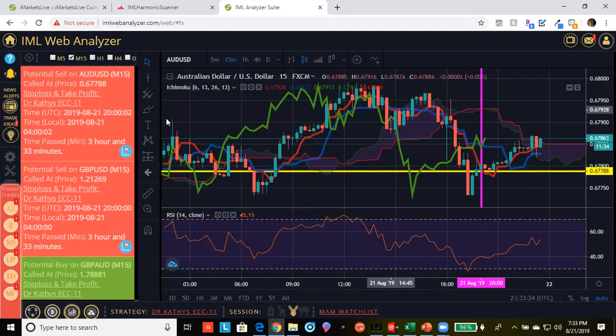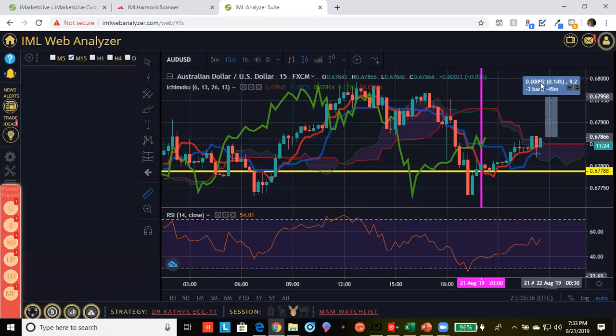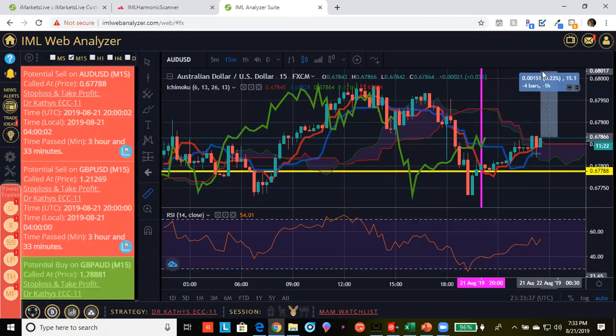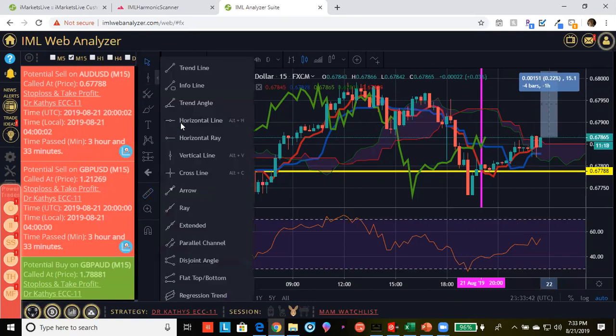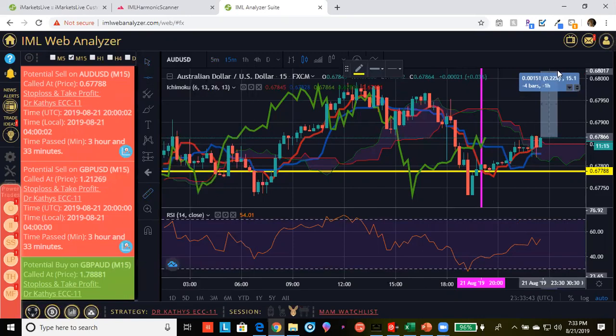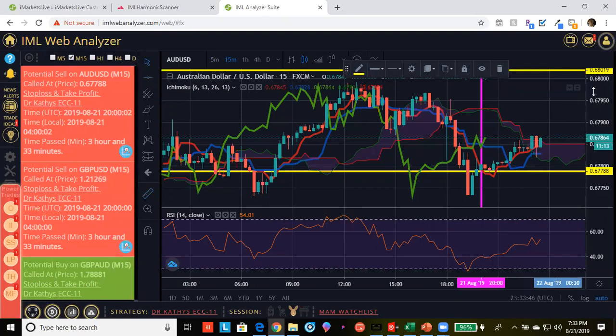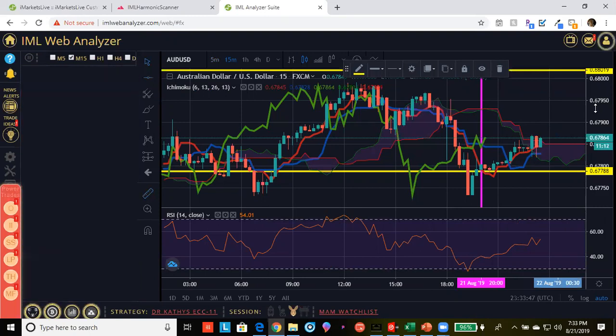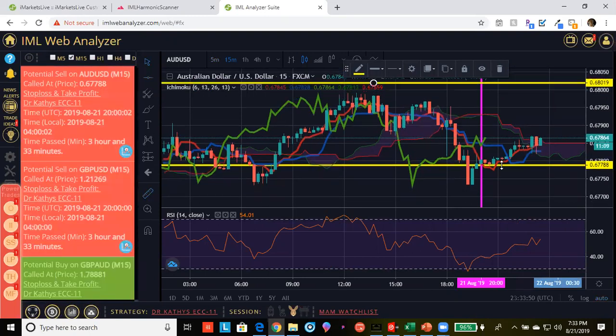All right, so where that is, let me see. I'm going to get my measuring tool here. And I'm not going to be greedy. I'm just going to do about 15 pips, right up here. And then I'm going to drop another horizontal line. Okay. And I'm going to move this around a little bit so you guys can see it.